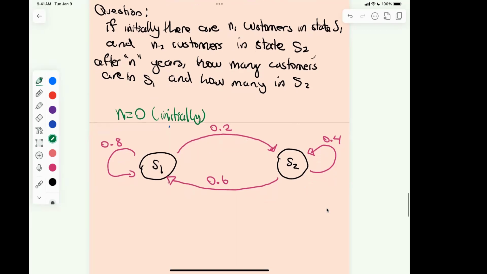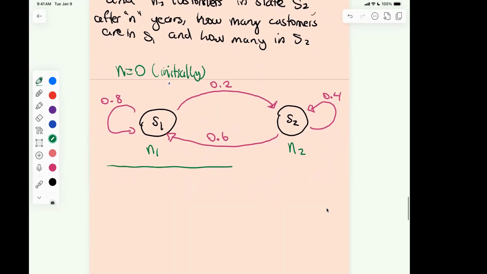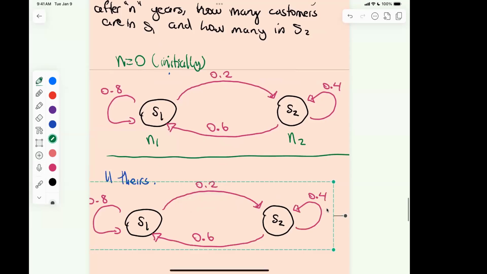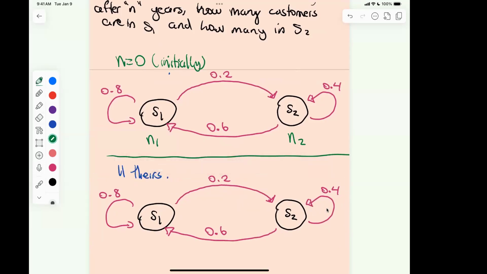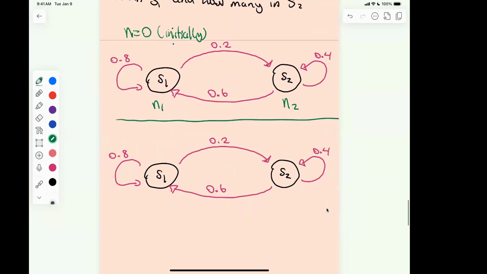Then initially you had N1 customers with a cell phone, right? And N2 customers without a cell phone. That's assuming that those numbers are known, okay? So that's the initial configuration. That's how the year starts, year 0, okay? Now we wait until the end of the year, right? And what is the situation after the end of the first year? What are the numbers here?